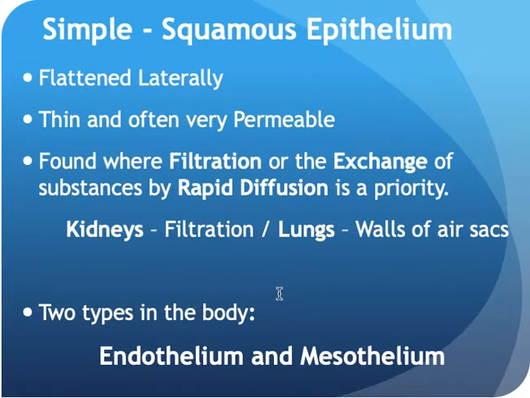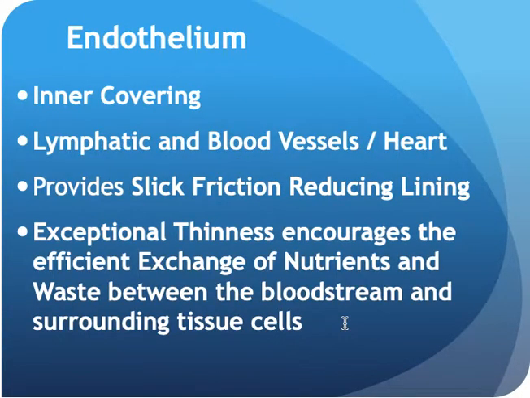You're going to get two types in the body, and again we get two little definitions here that are really good: endothelium and mesothelium. Endothelium is an inner covering, so it's my lymphatic vessels, blood vessels and heart. I'm providing a slick, friction-reducing lining.